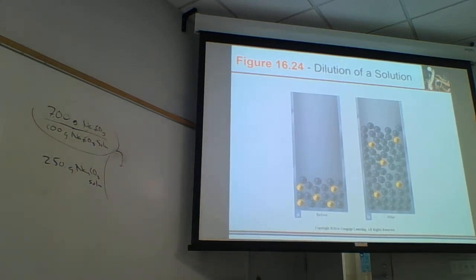Typically, we're interested in the molarity of the dilute solution. And so the molarity of 2, the dilute solution, is equal to V1 over V2 times M1. And so this is the dilution factor.